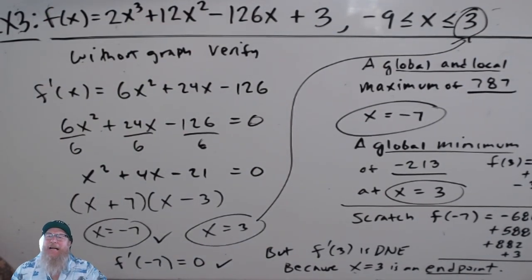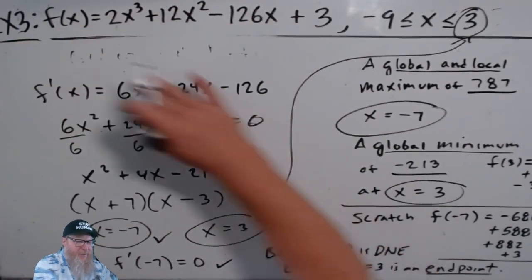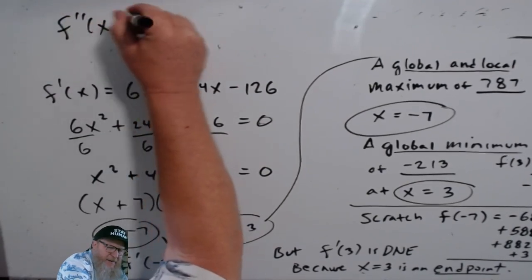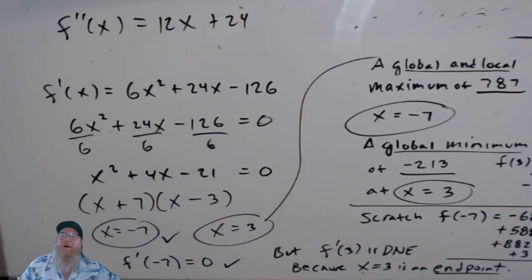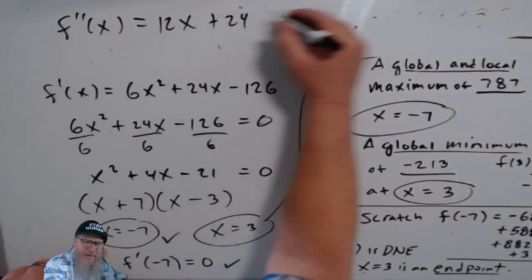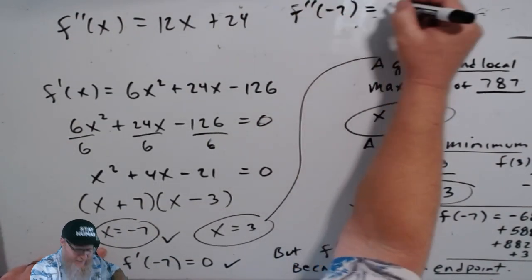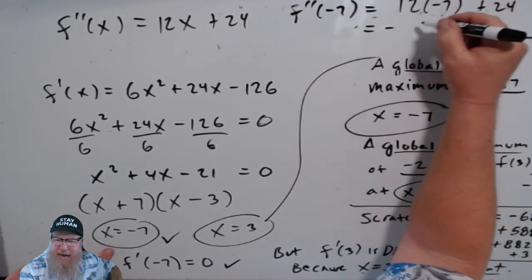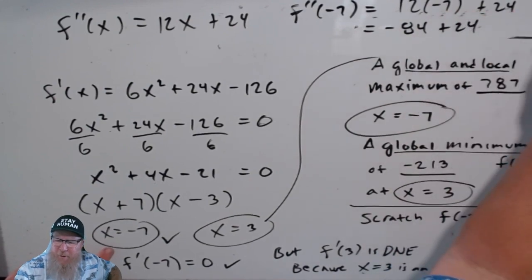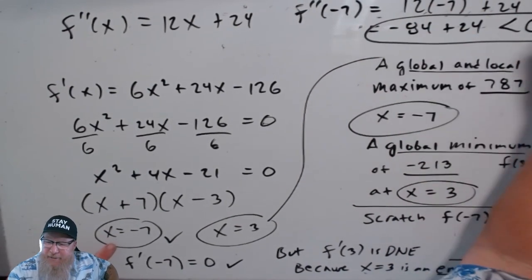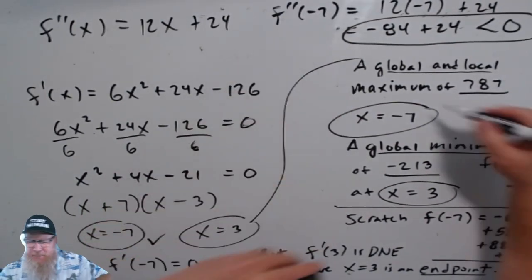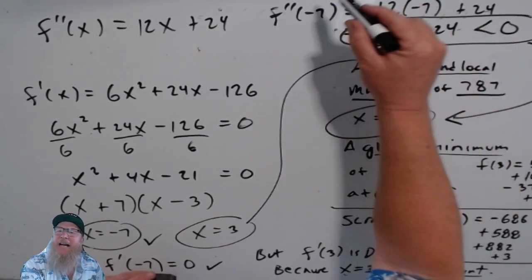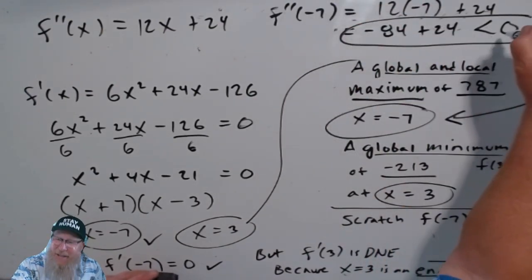Okay. I didn't bother with the second derivative, but I could. Let's just do it really quickly before I erase. The second derivative would be 12x plus 24. If you plugged in negative 7, you would get negative 84 plus 24, which is negative. And so that's what makes it a maximum. Remember, if the second derivative is negative, then it's a maximum.